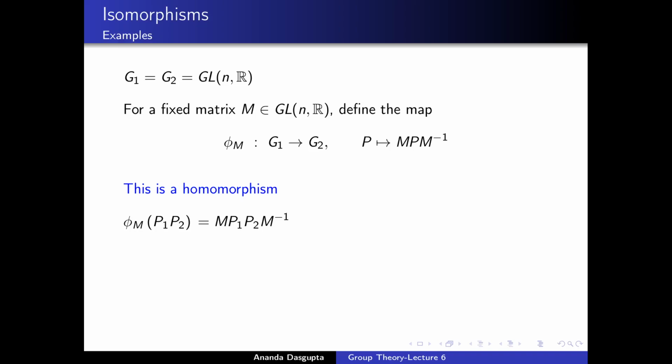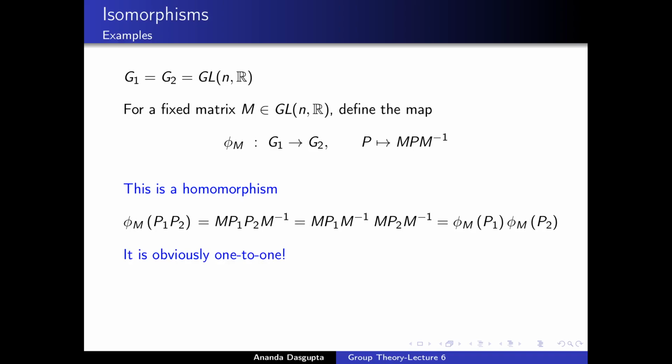You just put in an M inverse M, that is the identity, between the P1 and the P2. So you end up with M P1 M inverse, M P2 M inverse. And M P1 M inverse is obviously phi M of P1 and M P2 M inverse is phi M of P2. So this proves that this map phi M preserves the group structure in GLNR. When you map P1 P2, what you end up with is what you get when you map P1 and P2 separately and then multiply them.